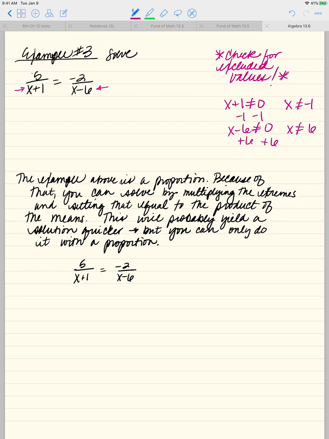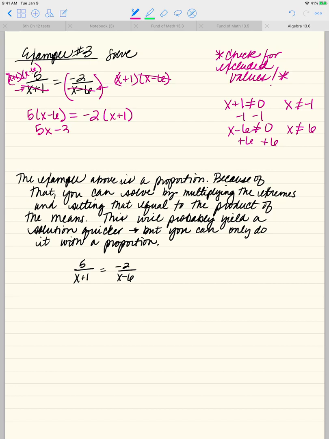We need to multiply both sides of this equation by the LCD. What's the LCD of x plus 1 and x minus 6? Well, it's x plus 1 times x minus 6. So we're going to multiply this side by x plus 1, x minus 6, and this side by x plus 1, x minus 6. Okay? On the left-hand side, our x plus 1 is going to cancel, and that's going to leave us with 5 times x minus 6 is equal to, on the right-hand side, x minus 6 is going to cancel. So we're left with negative 2 times x plus 1.